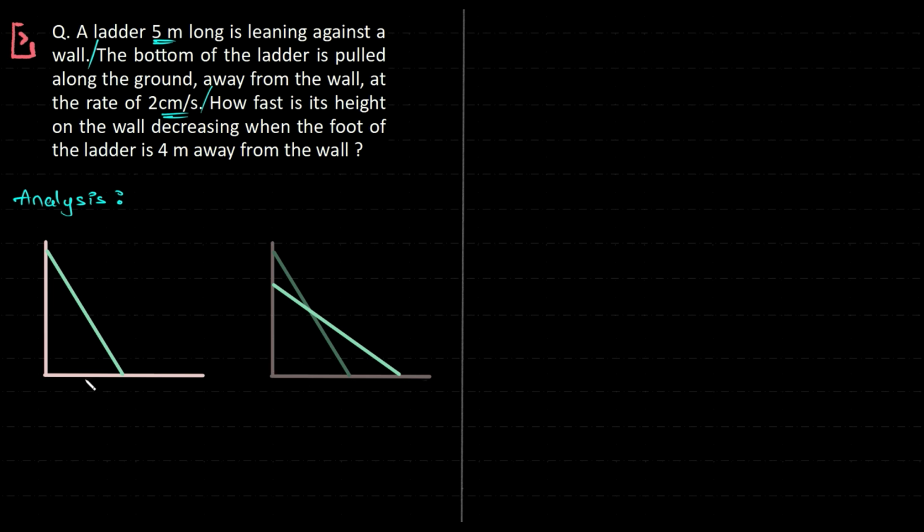So if I take this as x, or say 2 meters away, within 1 second this will be 2.02 meters. Or let me convert everything to centimeters because it's easier for you guys to understand. This would be 202 centimeters, and the top would have fallen to a certain height. So that's what we have to figure out. This is happening every second.